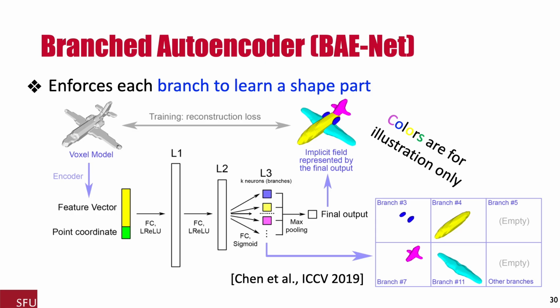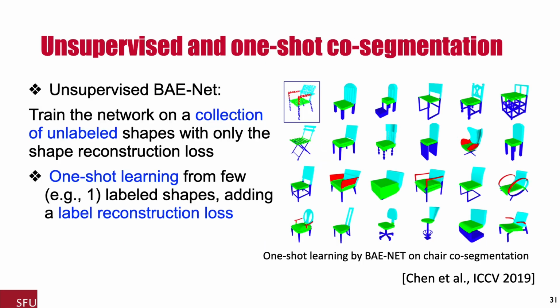As you can see from this example, each branch actually learned a part. And the application was co-segmentation. You have the same category of models, you want a consistent segmentation across them, and we can do this without any supervision. Or you can just give one or a few samples and add a label reconstruction loss to the reconstruction loss, and you get what you can call one-shot or few-shot co-segmentation.